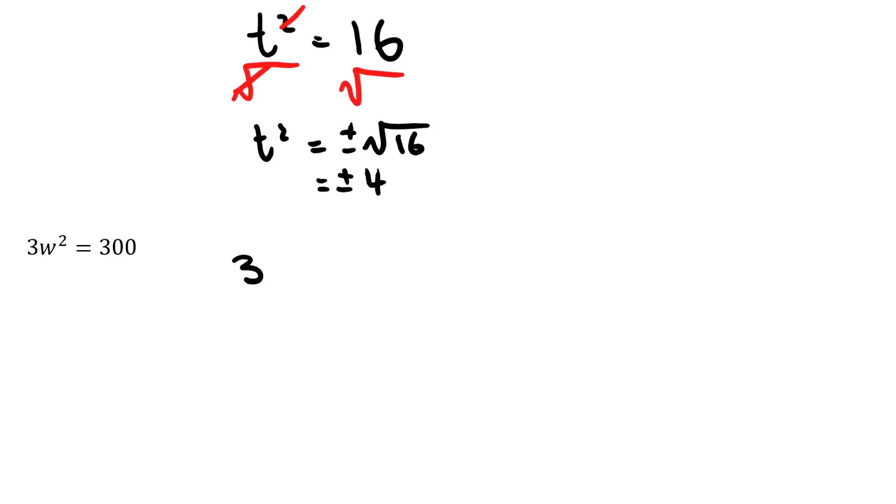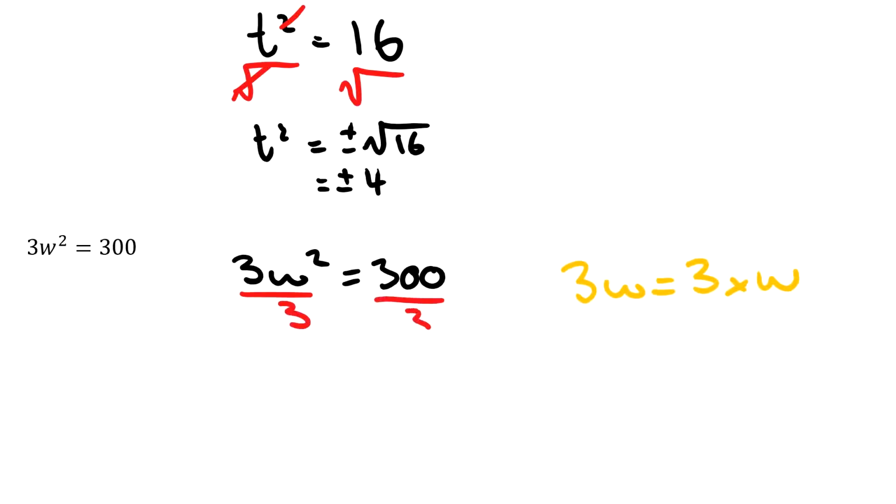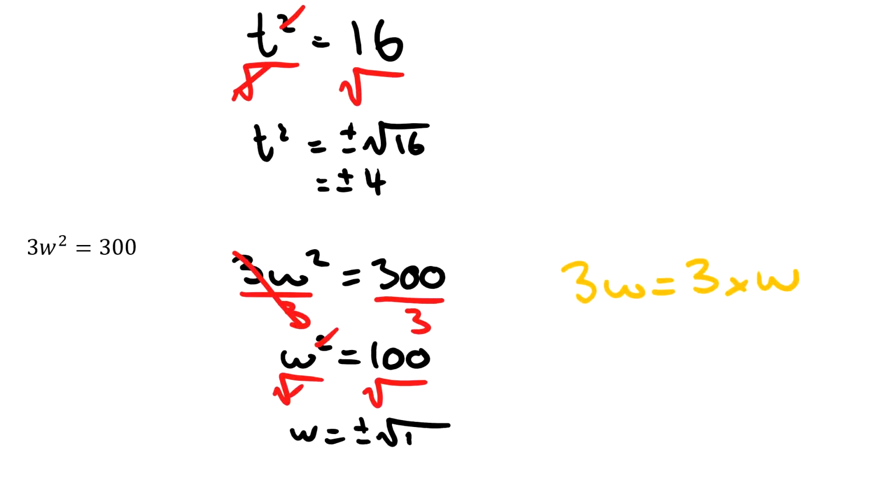So here we have another one, 3w squared equals 300. Now remember, if I have something such as 3w, this is the same as 3 times w, and the opposite of times is divide. So we're going to divide both sides by 3. I'm left with w squared equals 100, and now I can square root both sides. So w equals plus or minus the square root of 100, which is plus or minus 10.